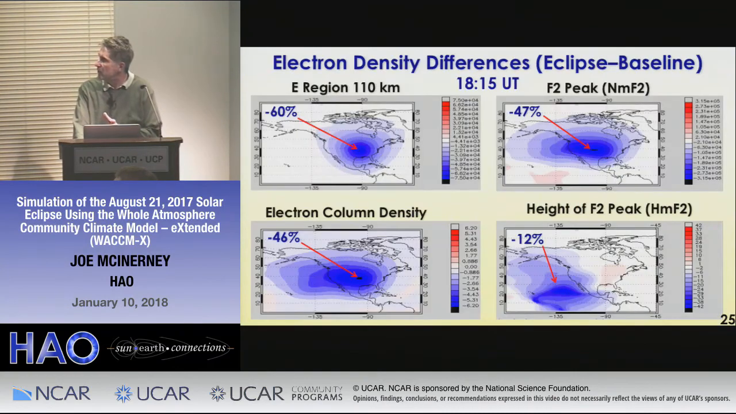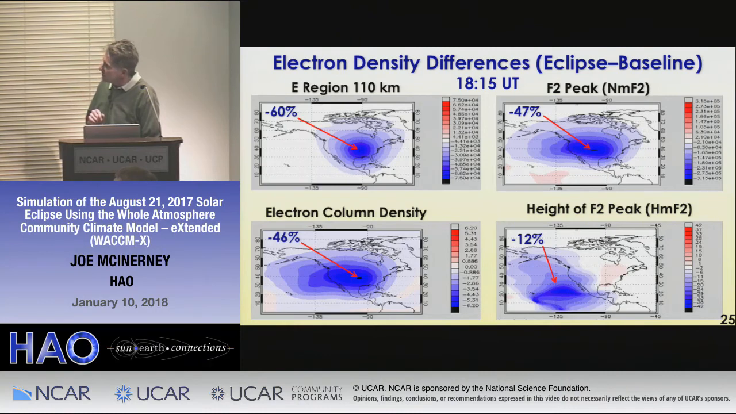So now we can switch over and start looking at the ionosphere. This is electron density at four different representations in the model. In the upper left is the E region, about 110 kilometers. These are electron density differences, the eclipse minus baseline again. This is 1850 UT, that same time where the eclipse is over the center of the US. And in the upper left, you see in the E region, we have this localized large decrease, a depletion of electron density. That's because in this region, things are pretty short-lived. So once the eclipse passes through, you get this large depletion, and that's it.